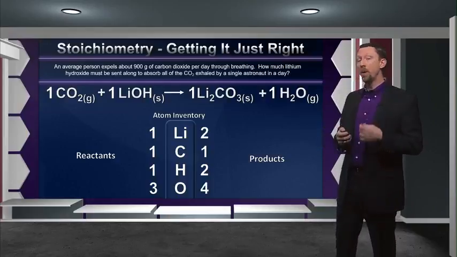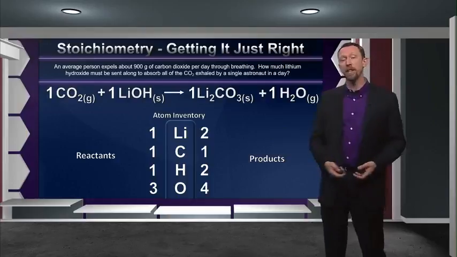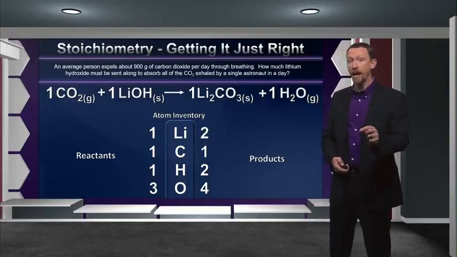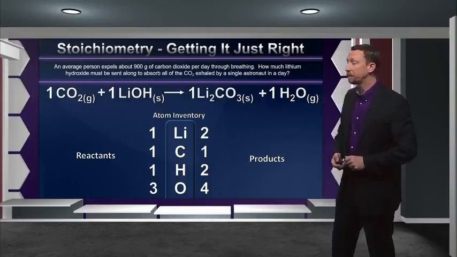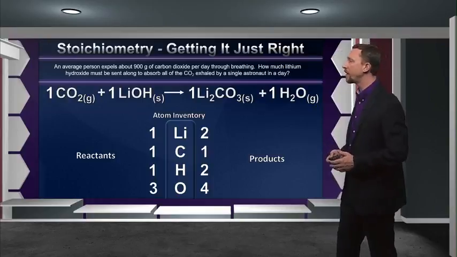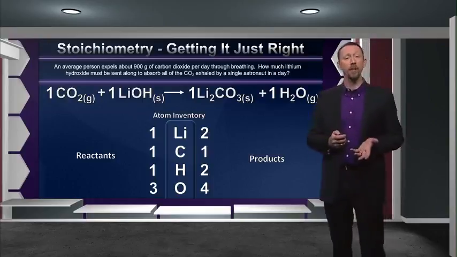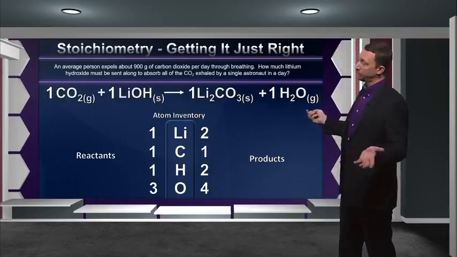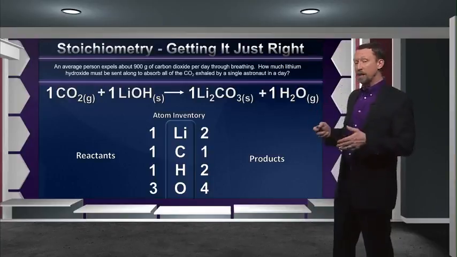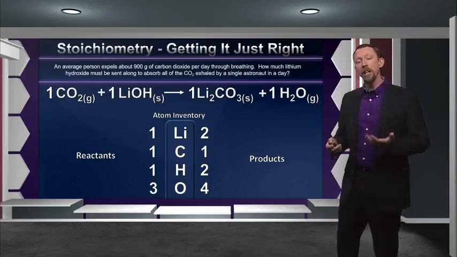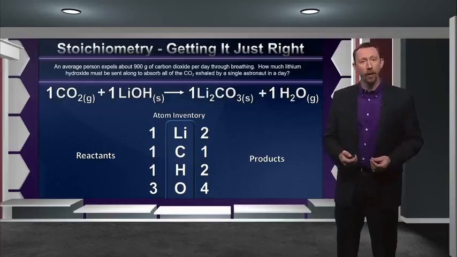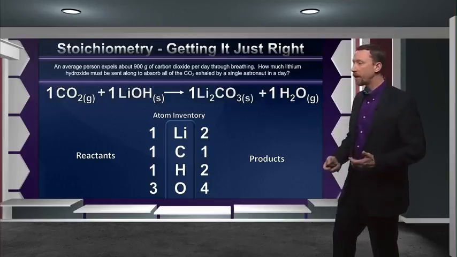To assume that 1 mole of CO2 reacts with 1 mole of lithium hydroxide may not be correct, and we need to be correct here. So let's balance the equation. First thing is we're going to look for pure elements that we can lock down. We don't have any. So at this point, all we can do is start looking for discrepancies in the atom inventory and correcting them. We'll start at the very top.